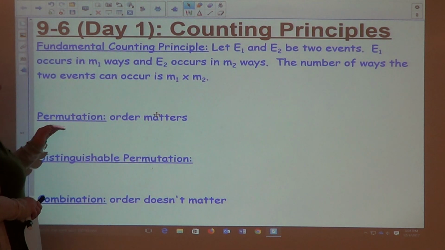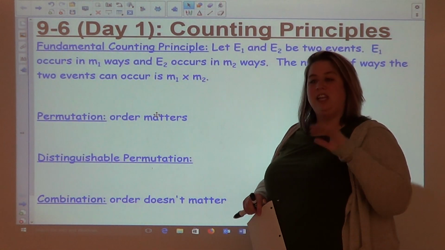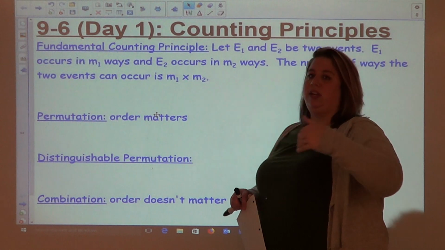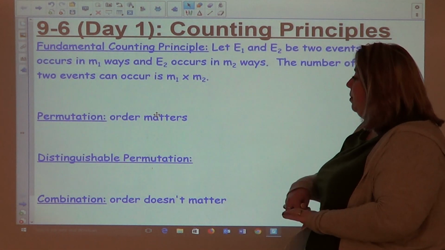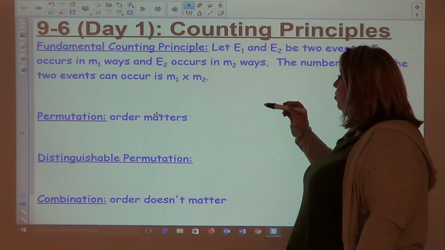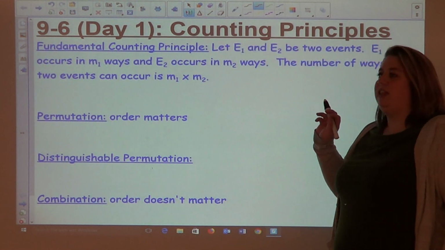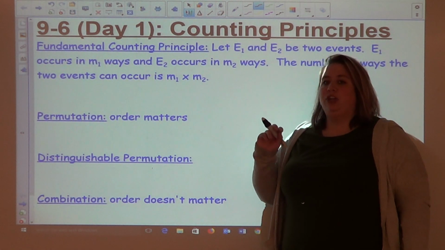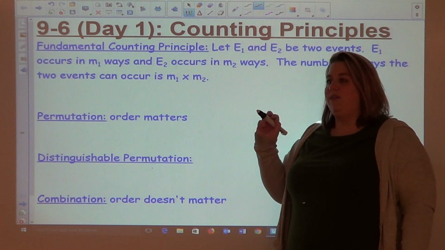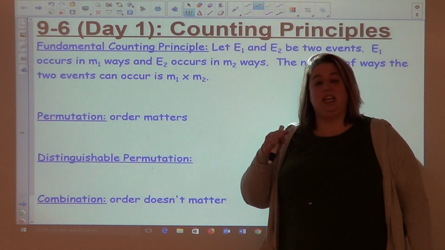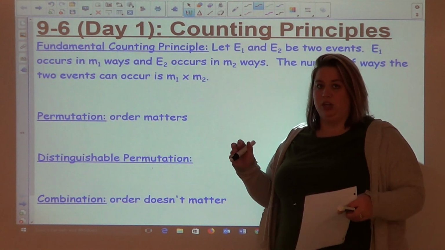Okay, and most of the stuff that we'll talk about today will be counting. You're just going to be counting things, figuring out how many possibilities, and then you're going to multiply those all together. Then we'll talk a little bit about permutations and distinguishable permutations. Okay, a permutation is when order matters. So when you're talking about running a race, that would be a permutation. If I talk about how things are going to be seated, if the order matters, that's a permutation.